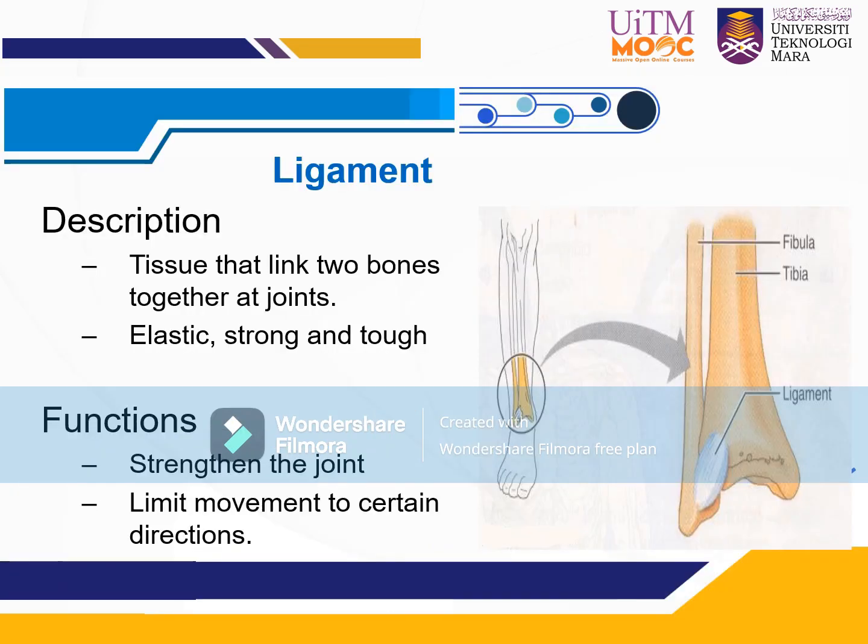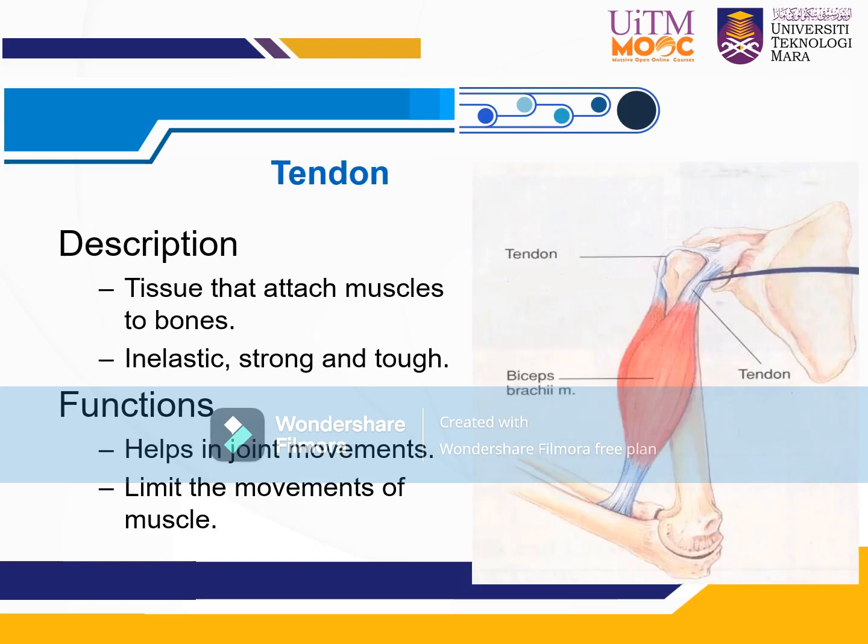So now, we continue with ligaments. A ligament is defined as the tissue that connects two bones together at a joint. It is elastic, strong, and durable and has the function of strengthening joints and limiting movement in a certain direction. Besides ligaments, there are tendons. Tendons are tissues that attach muscles to bones. Tendons are inelastic, strong, and tough and function to assist in joint movement and limit muscle movement.